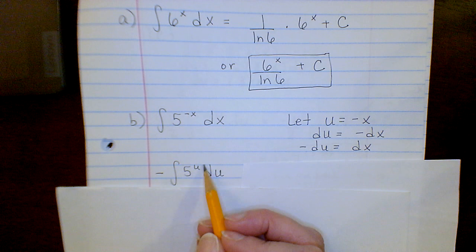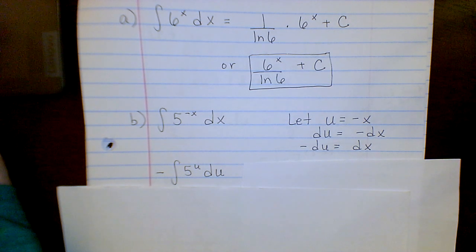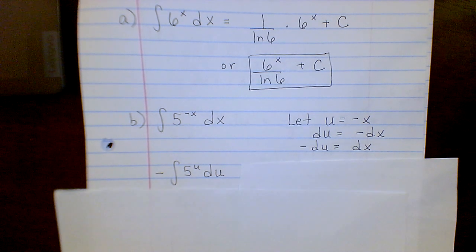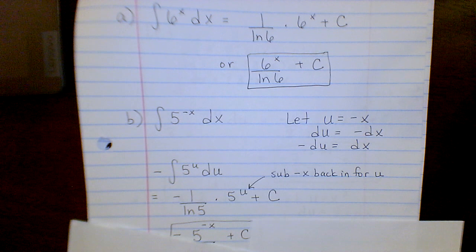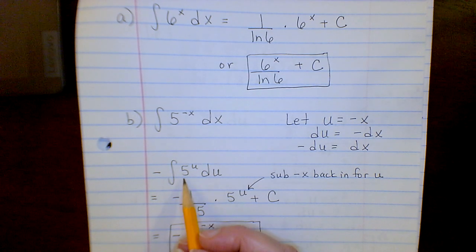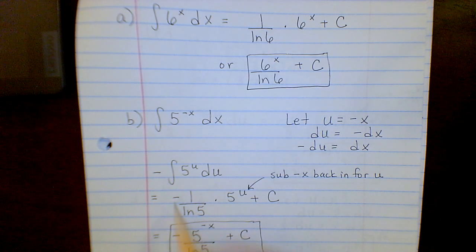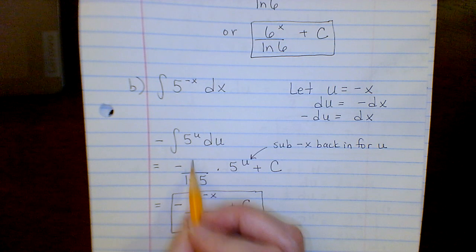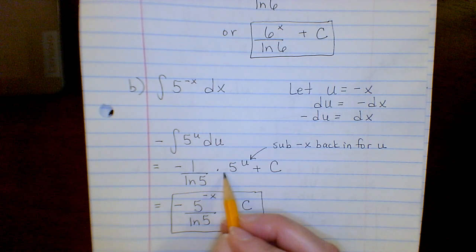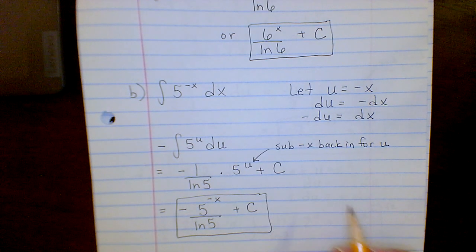All right, so now I've got a to the u, and then I've just got this constant out there. It's just along for the ride. So the integral here of this a to the u, there's that negative along for the ride, it's just 1 over ln a times a to the u plus c.